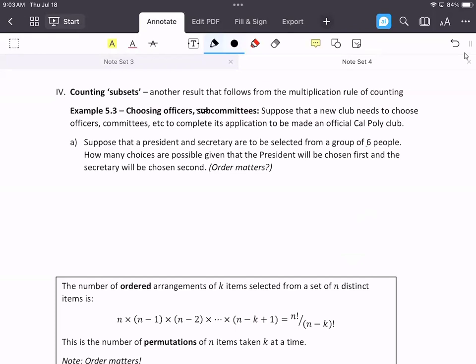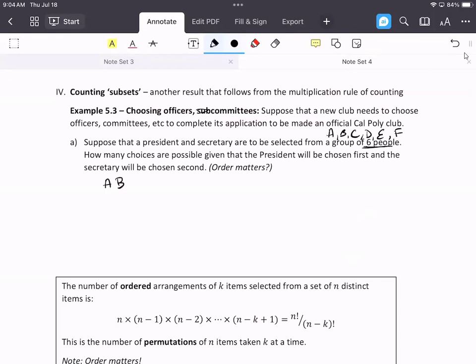Now we know that there's a group of 6 people, and I'm going to make it easy for myself, label these people instead of giving them names. I'm going to call them person A, B, C, D, E, and F. So I've got 6 people. And how many choices are possible given the president will be chosen first and the secretary will be chosen second? So we know that order matters. So let's think about it. Person A could be the president, and then person B could be the secretary.